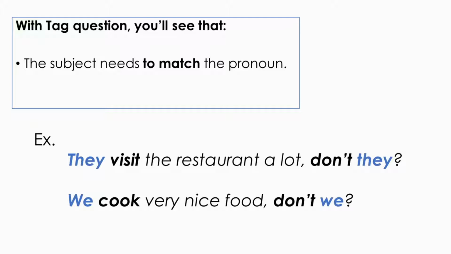And also, if we use a different pronoun, the same rule applies. For example, we cook very nice food, don't we? Again, you can see there is we at the beginning, and in the tag question, don't we. Remember to match the pronoun. The same is said for I and you also.